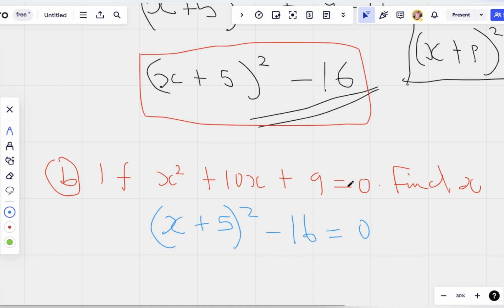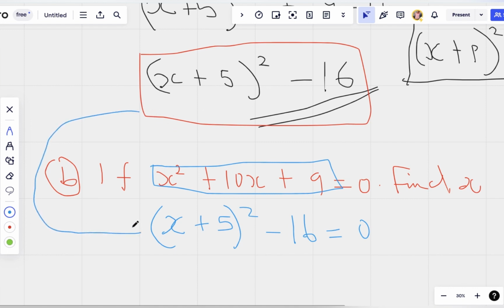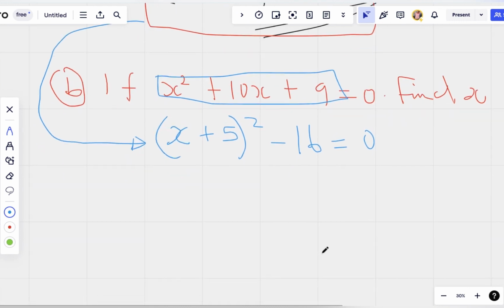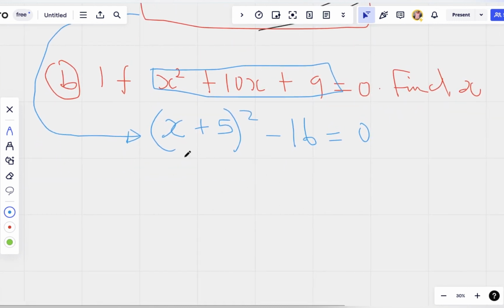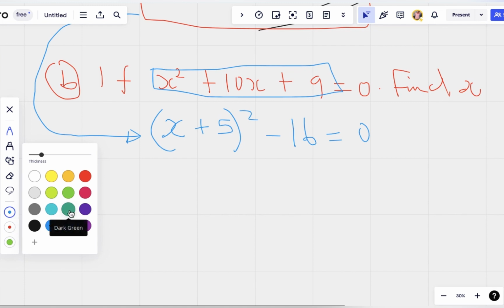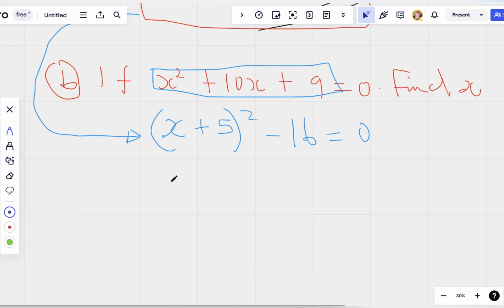Since they equate it to 0, this one is what you'll be solving. So where you stop, just bring it down here, because it's the same equation. They just equated it to 0. Now the next thing to do to continue this, to find the values of x in quadratic, you move negative 16 to the right side. That's the next step.